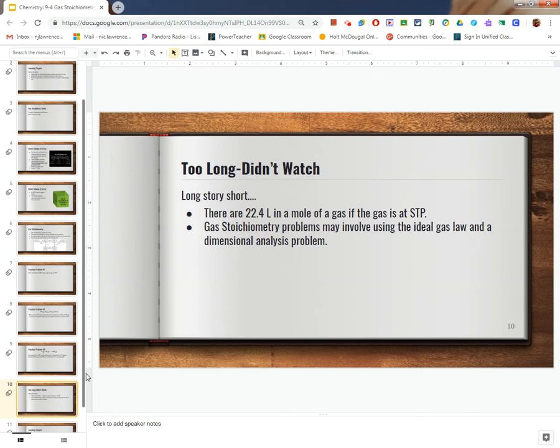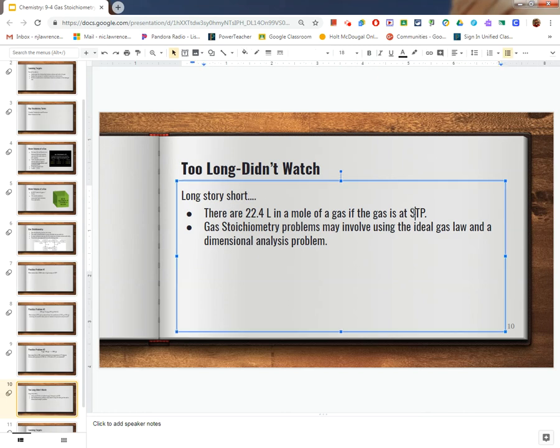So again, long story short, if we're dealing with STP, there are 22.4 liters in 1 mole of gas. And we can solve gas stoichiometry problems by also using the ideal gas law, and we can answer all kinds of conversions or chemical-based equations.